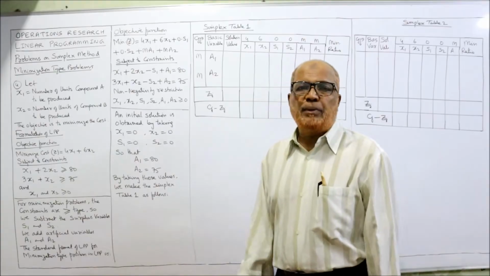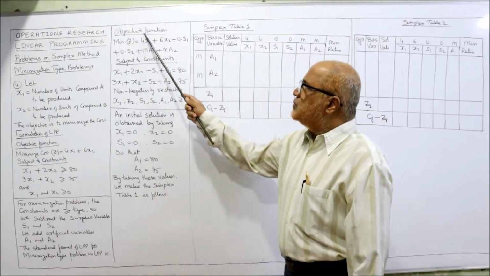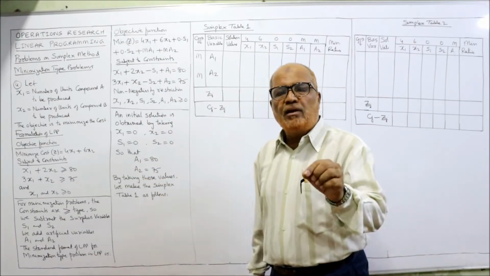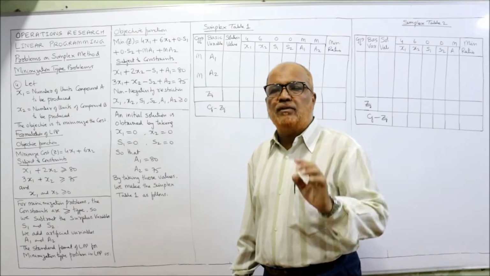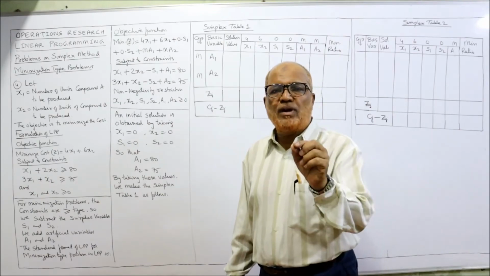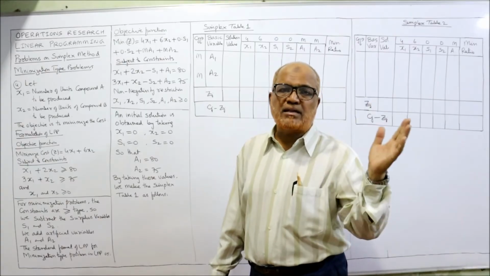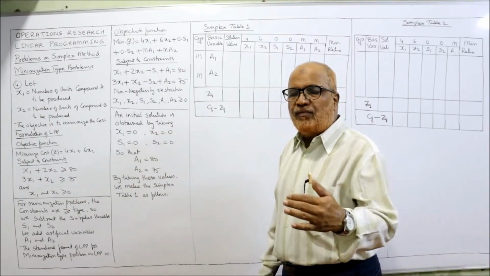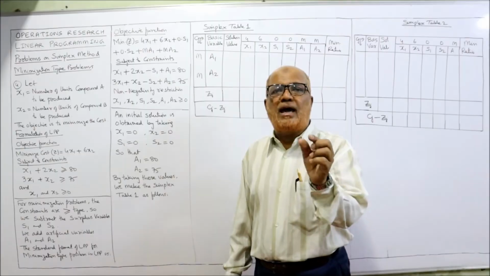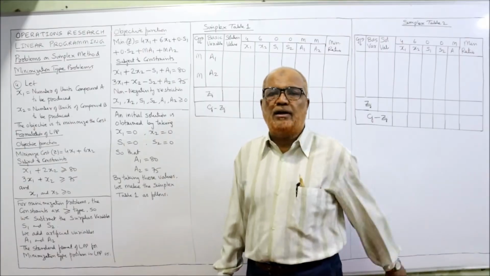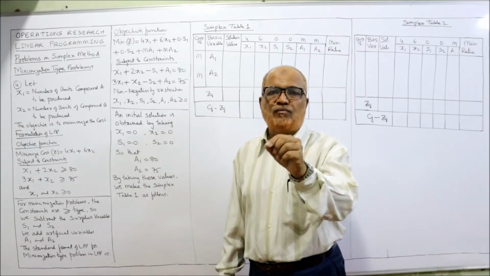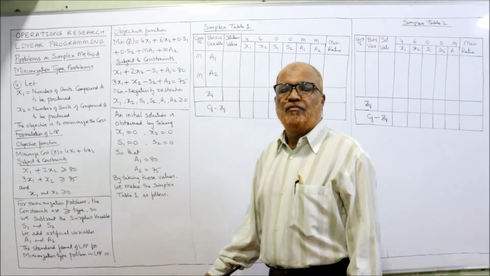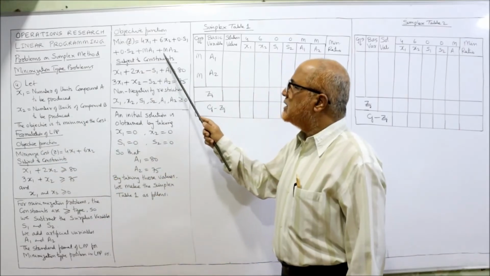The standard form of LPP will then become like this. So objective function: minimize Z is equal to 4x1 plus 6x2. Now here we have to add the surplus and artificial variables also. For surplus variable, 0 coefficient, what we have done in maximization problem: 0 into S1 plus 0 into S2. But the coefficient of artificial variable is plus M. Remember this point. Note it down immediately. Plus M is the coefficient for artificial variable when the problem is minimization: plus MA1 plus MA2.